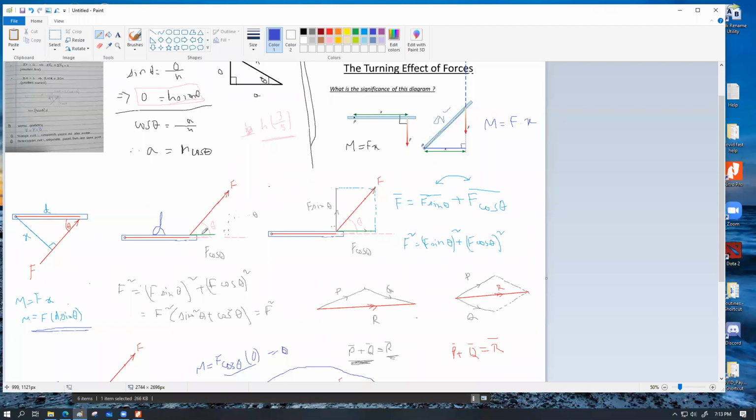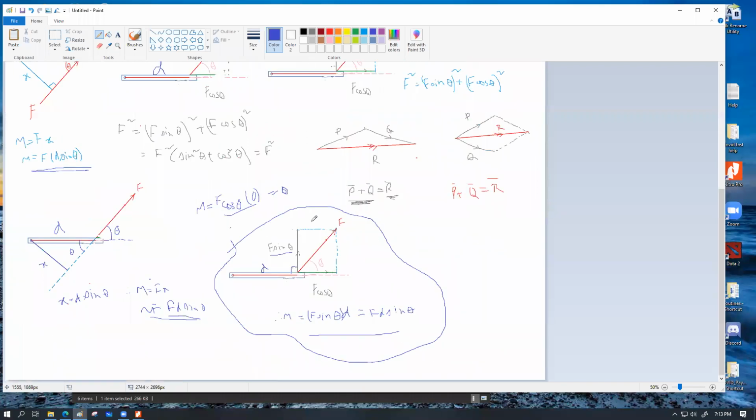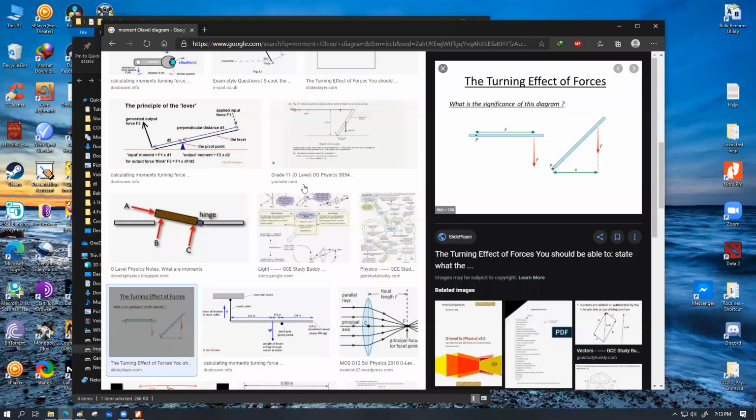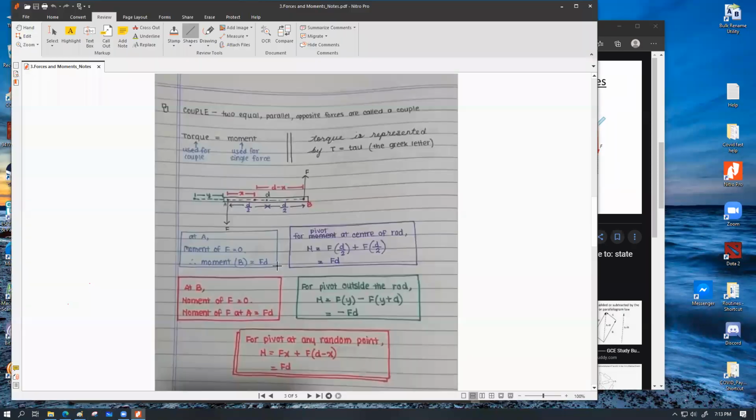Do I make sense? Yes, sir. So this much is the new thing, and then the new concept that we have is what we call a couple. Look at the definition of a couple very carefully.